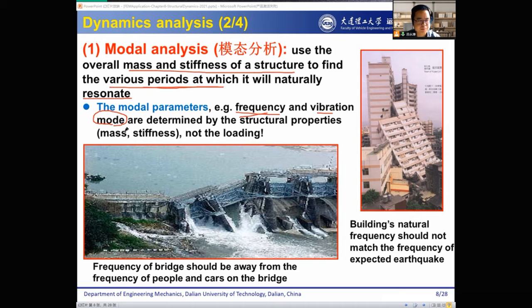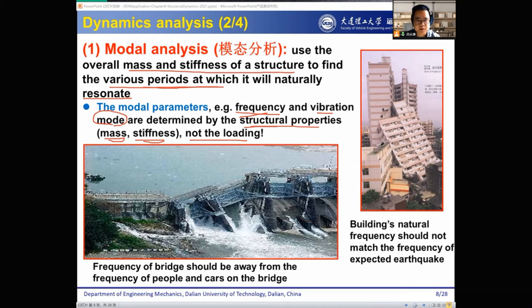So the frequency and the vibration mode of the structure is only determined by the structure property and not by the external loading. So it's kind of similar to the Young's modulus of the structure. We know the Young's modulus and the Poisson ratio are physical properties of the material, and those properties are not influenced by the external loading. They're only influenced by the material itself. So similarly here, for the structure, its frequency and the vibration mode are only determined by the structure property, for example, influenced by the mass and by the stiffness.